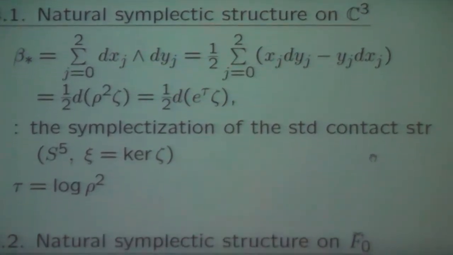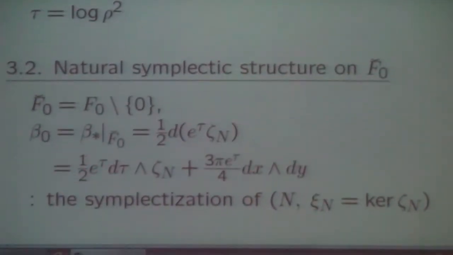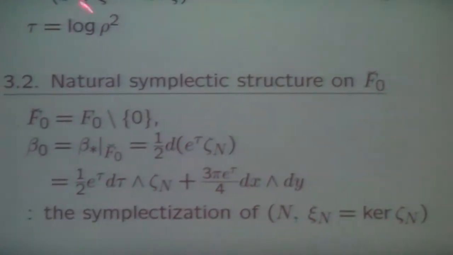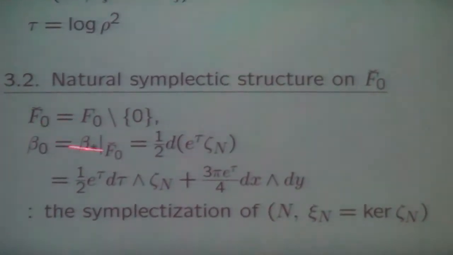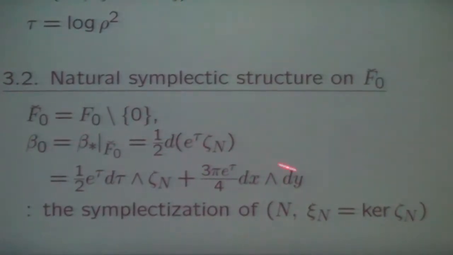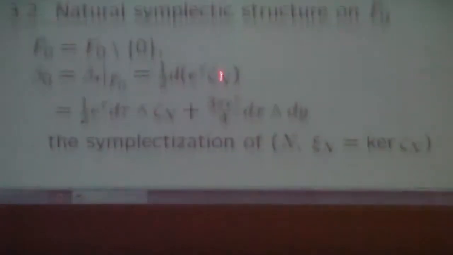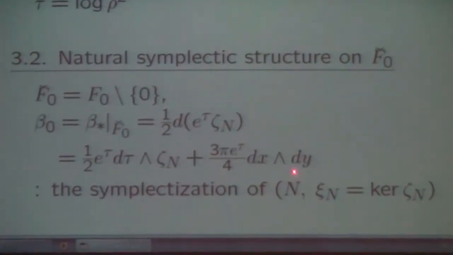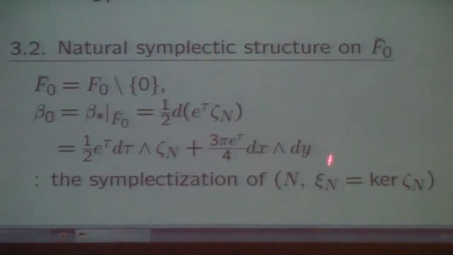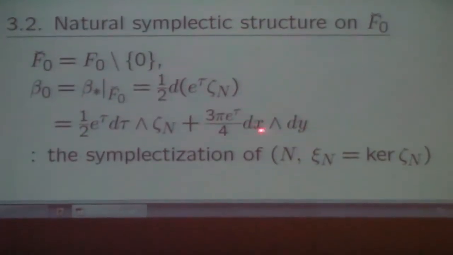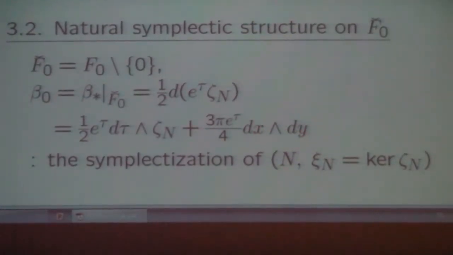Then, as I told you, the end of F1 and the end of F0 are almost the same. So if you look at the end of F0, the symplectic structure is written in this form. Simply we have to restrict zeta to zeta n, and we get a symplectic form written in this way. Here x and y are coordinates given on the elliptic curve, and have nothing to do with this xj, yj.